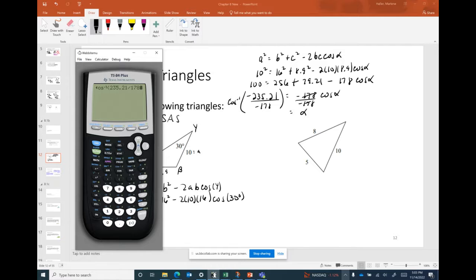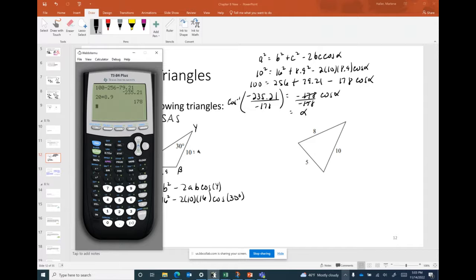Let's do that subtraction again here. 100 minus 256 minus 79.21 is negative 235.21. Divide both sides by, what is that, 20 times 8.9? Let's check that calculation. 20 times 8.9 is 178.